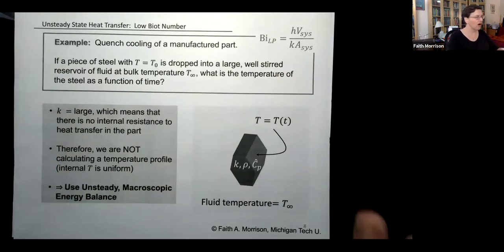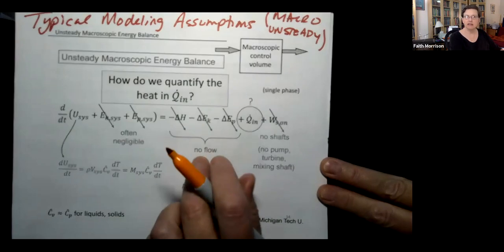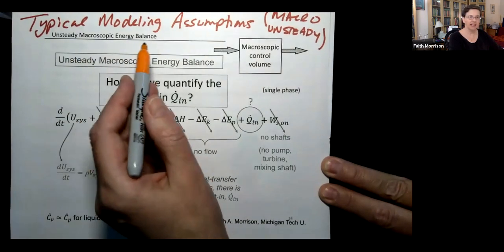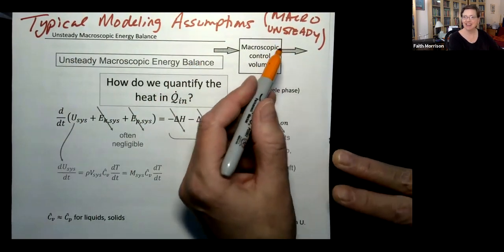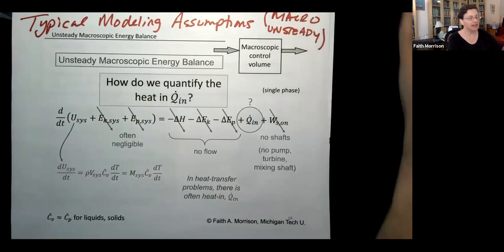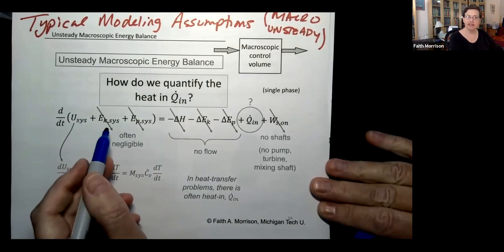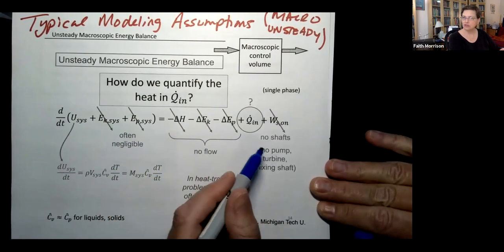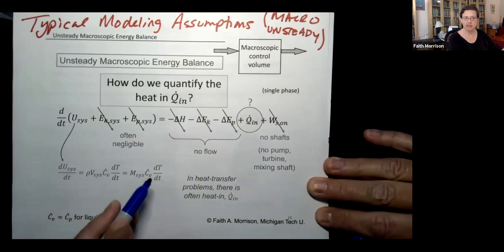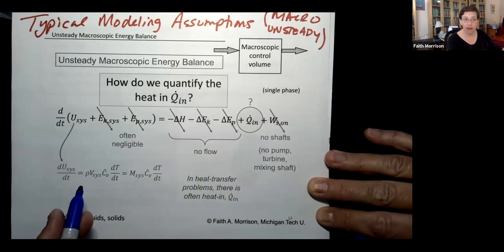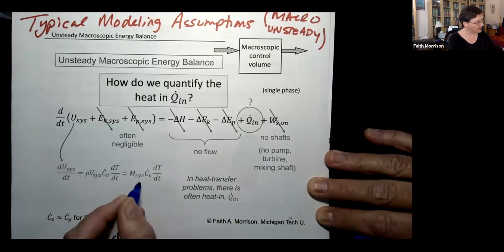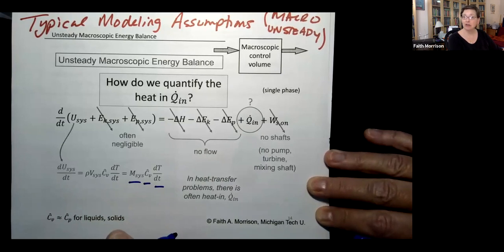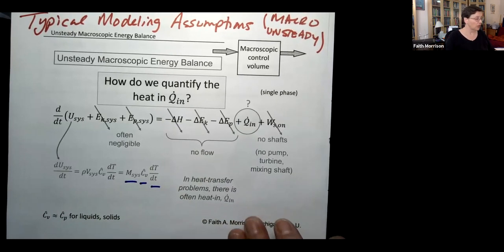I'm making us move along a little bit here. This was from the other lecture where I summarized typical modeling assumptions for macroscopic unsteady. So this one is a keeper. It has the things we remembered, that the kinetic and the potential are often negligible, and that you have no flow, no shafts, no shaft work. And then here was a little piece that maybe we would have scratched our heads about, but we can write the mass of the system times its heat capacity times its temperature change, and that's going to go into our expression. So that's that.